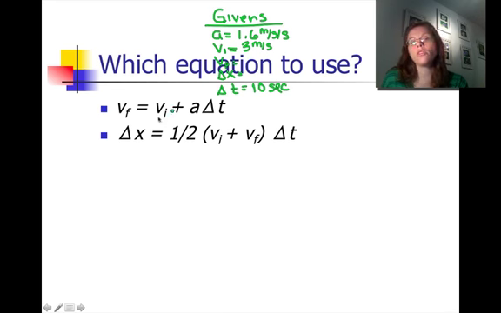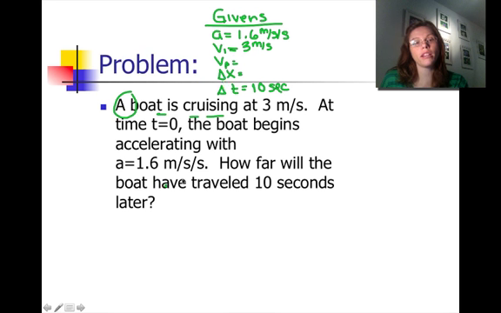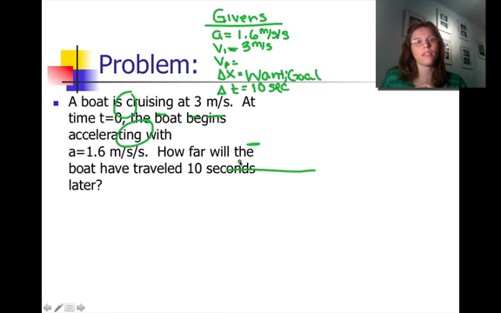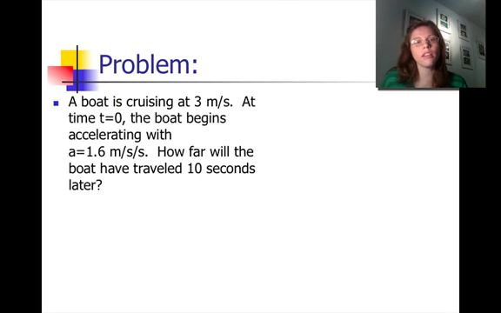We have our 2 equations here. Now this first equation, we have VI, we have A, and we have time, and we could get VF. But that's not what we want. What we want is how far will the boat have traveled. So this is our want, or our goal for the problem. And in order to get the goal from the shortcuts that we have, we need VF. So we need to use both equations. So let's clean this up a little bit.